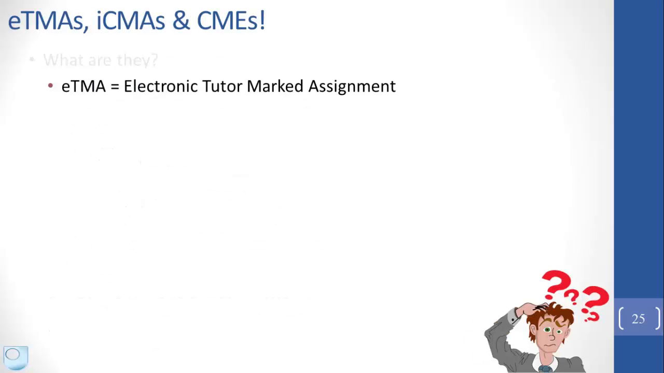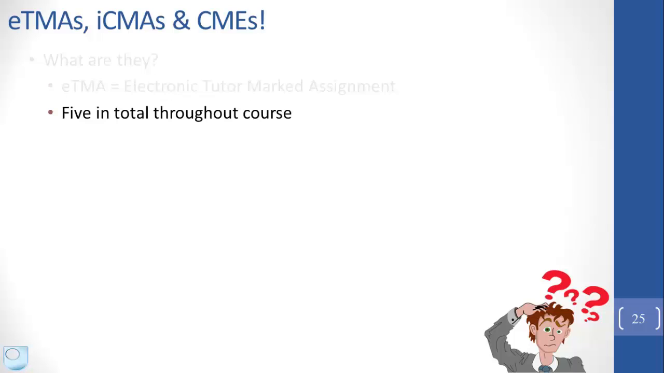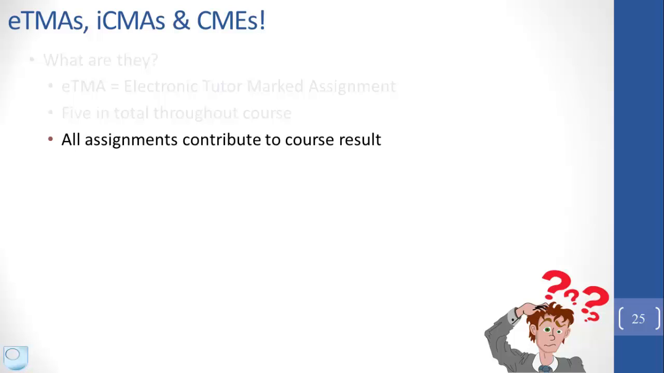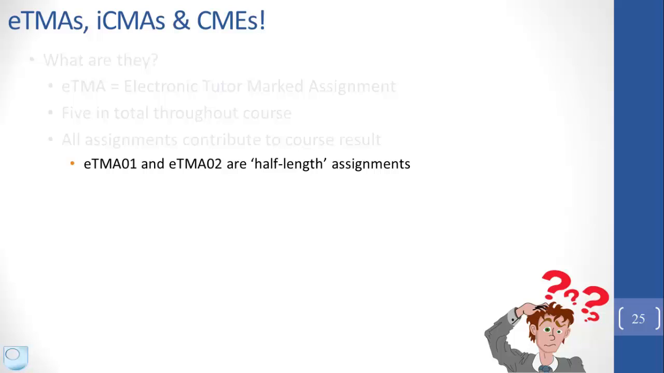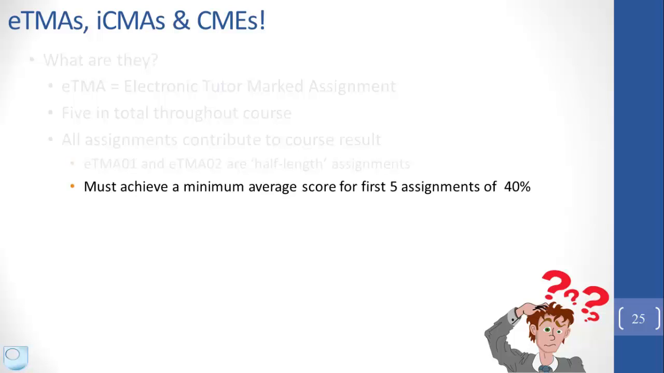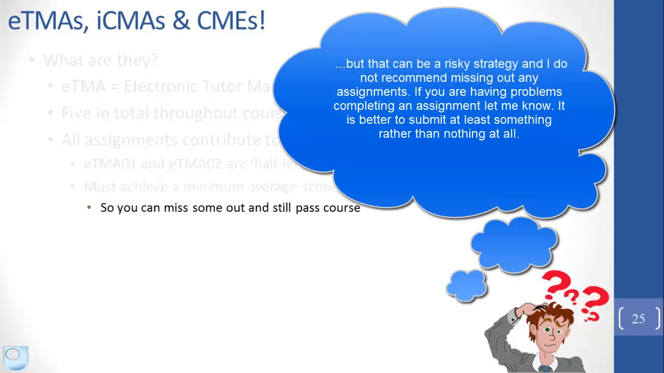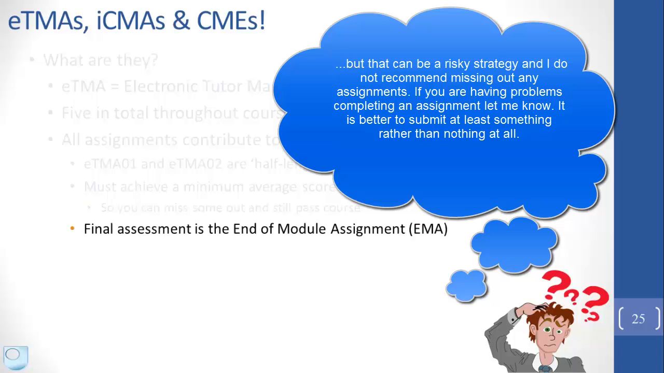ETMA stands for Electronic Tutor Marked Assignment. There are 5 in total throughout the course. All the assignments contribute to your course result. TMA 01 and 02 are half-length assignments. You have to achieve a minimum average for the 5 assignments of 40% over the course. So you could miss some out and still pass the course, as long as your average stays up above 40%.